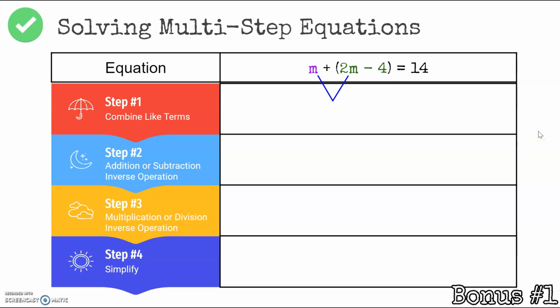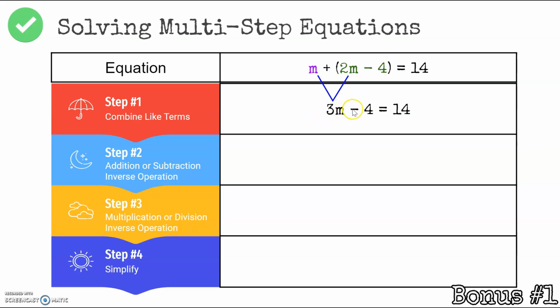But right now to solve for M, I've got to add the 2 M's together to give me 3M. Then I bring everything else down. -4 equals 14. They were just coming along for the ride because I didn't have to do anything to them. I was just combining my like terms. My 1M plus my 2M right here gives me 3M. All right, so now we're going to go into those steps that we're familiar with.